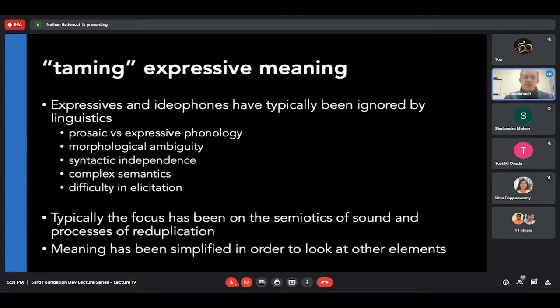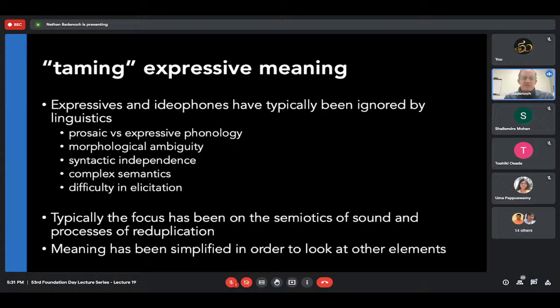And then finally, people have commented on the difficulty in the complex semantics. It is often a problem of glossing. It's very difficult to come up with a definition that is broad enough to capture the actual usage, but narrow enough to keep it manageable within a dictionary or other types of description.